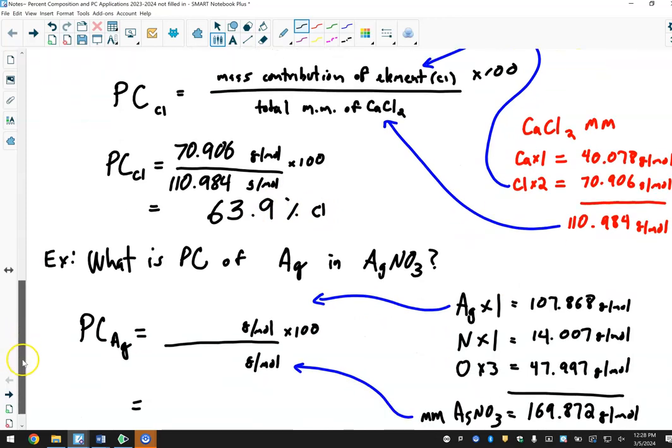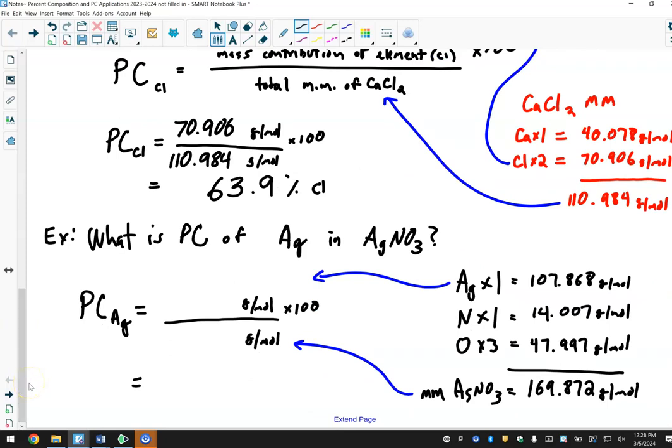Okay, I am going to have you do the percent of silver in silver nitrate, and then we'll come back to the video in a second.